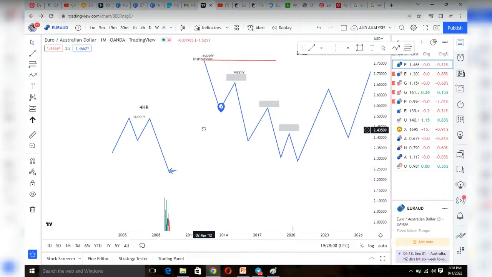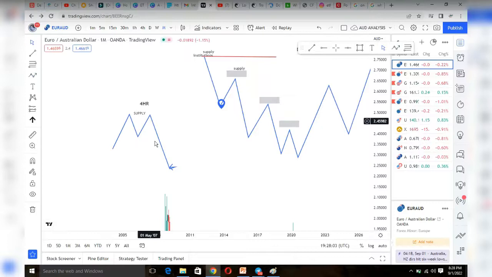Write that if it is a supply zone, wait for this pattern. You must see this first leg come inside, then wait for the second leg to form. Then you can sell. That's when you have a profitable trade. You sell from the second leg, not from this first leg.